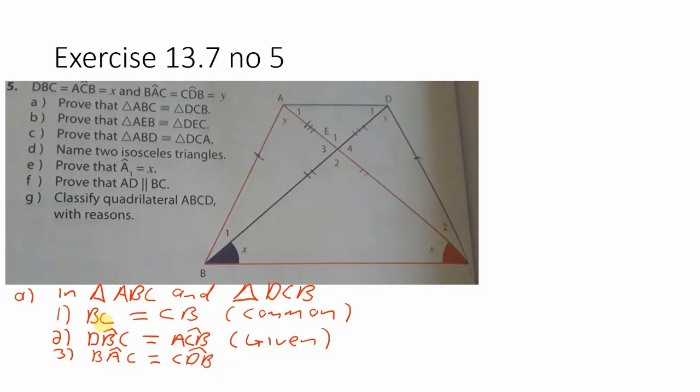So now we have a side and we have two angles. So in conclusion, we can therefore say, therefore triangle ABC is congruent to triangle DCB, and our reason will be angle, angle, side.